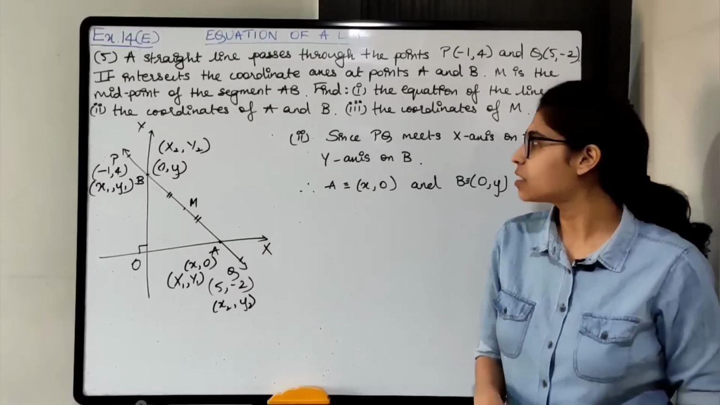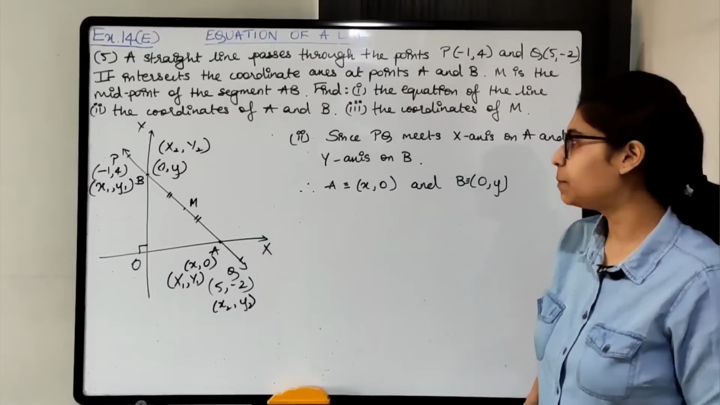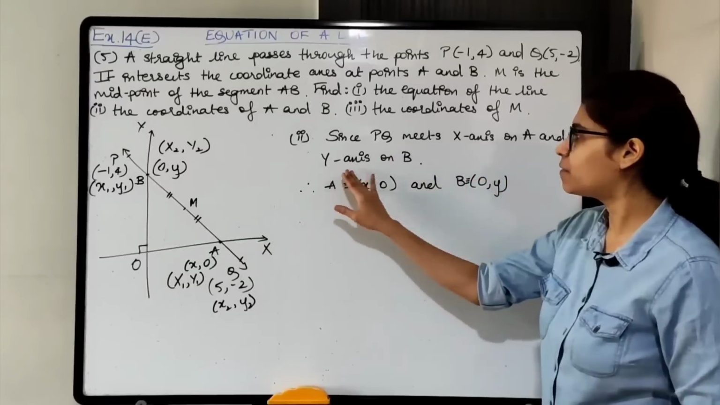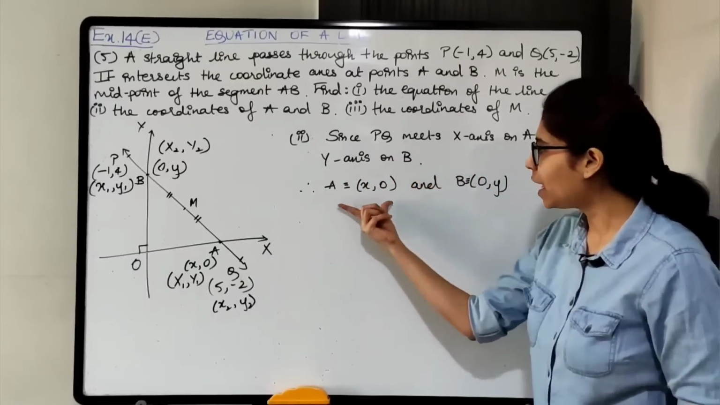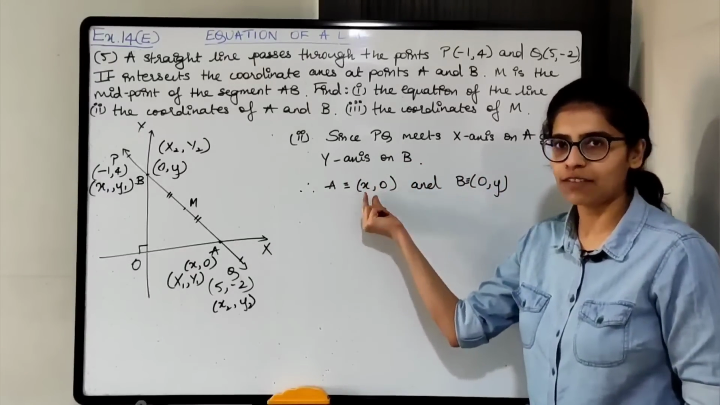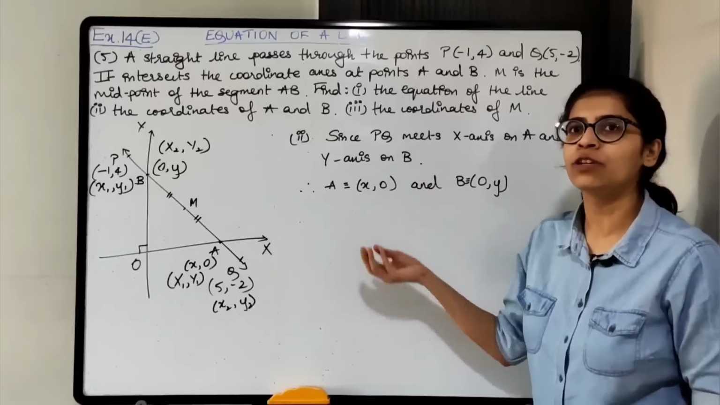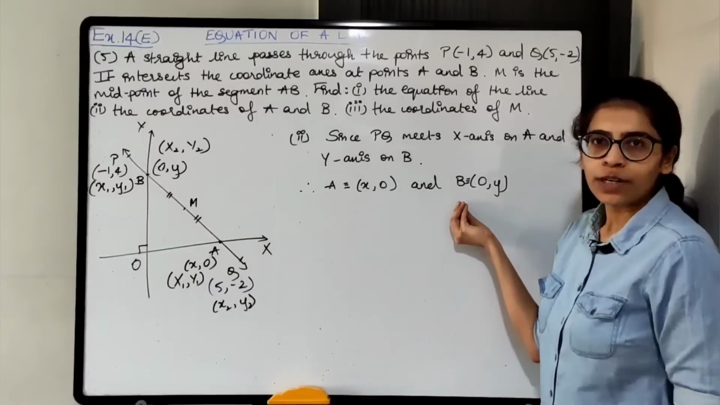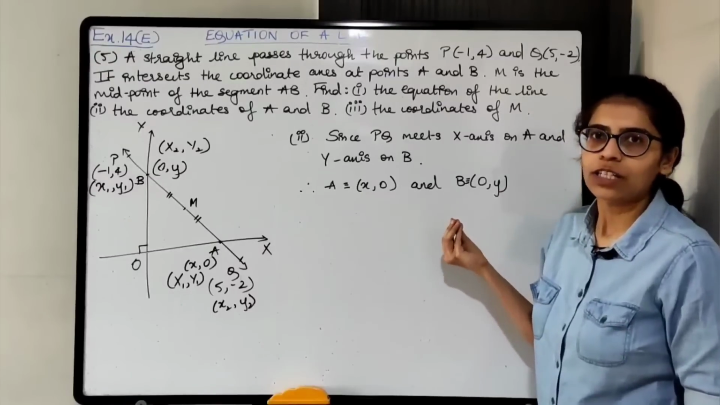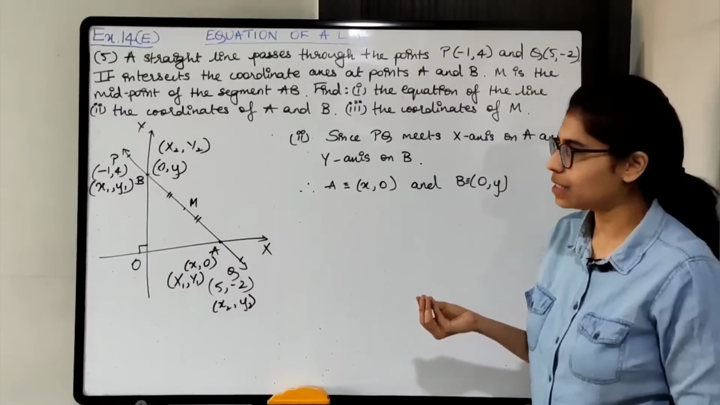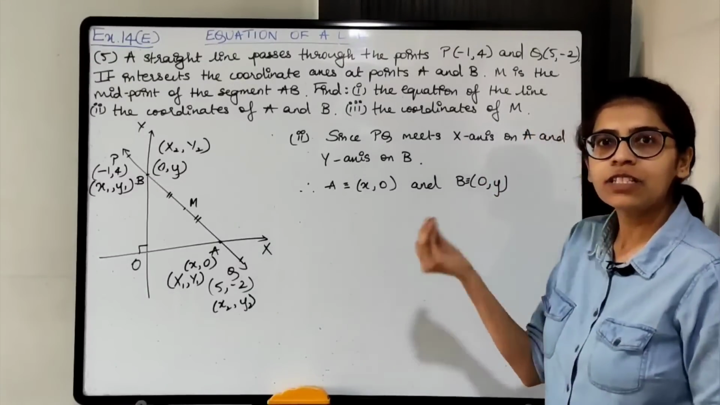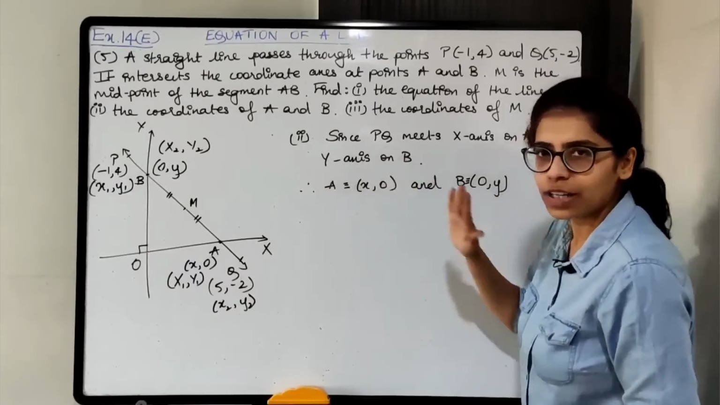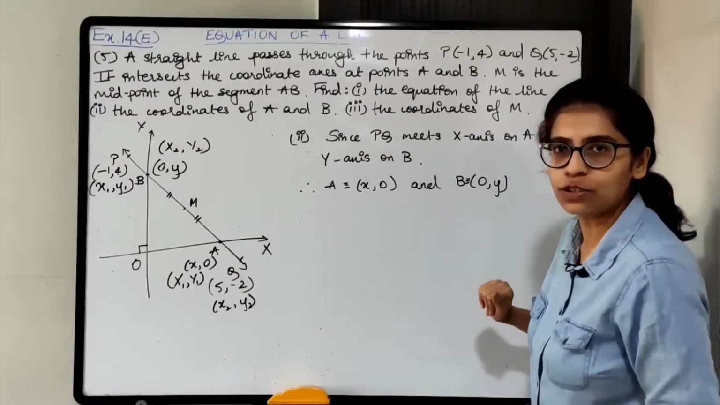Coming to second part, we have to find coordinates of A and B. So first we'll write down the statement PQ meets x axis on A and y axis on B. Therefore A will be x comma 0. It will have x coordinate and y coordinate will be 0 because it is lying on x axis. And for B, x coordinate will be 0 and it will have some y coordinate because it is lying on y axis. So write this down. After this we'll find out x and y ka values. So first for A we'll put y equal to 0.